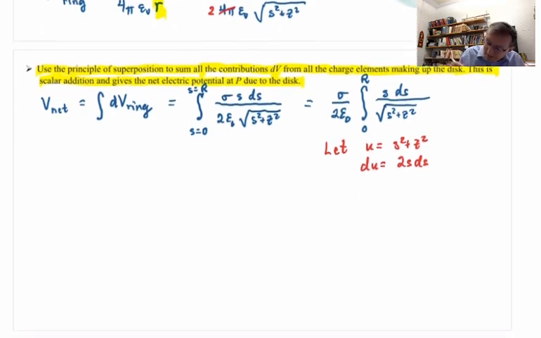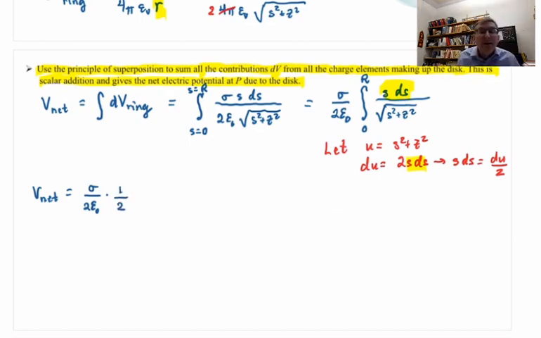So let's see what we get next after we do this substitution. V net equals sigma over 2 epsilon 0 times the integral. Now look, inside the integral, I have a factor s ds, and right down here, I have that s ds is equal to du over 2. So where I have s ds, I'm going to replace it with du over 2. I can bring that over 2 out front. And then I have du over the square root of u.